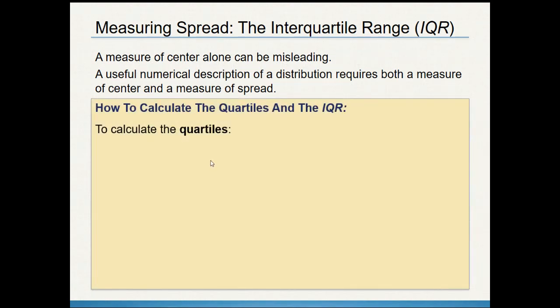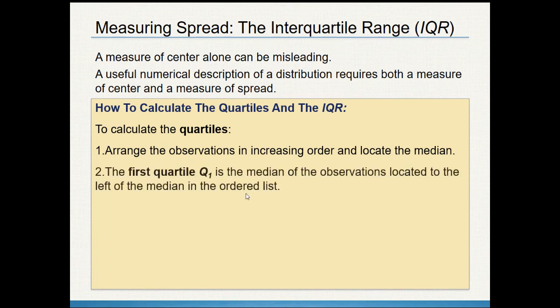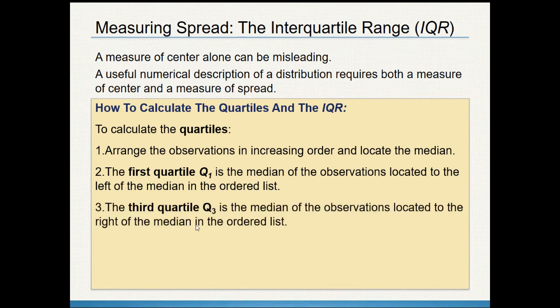So how to calculate the quartiles and the IQR? To find the quartiles, you arrange the observations in increasing order and locate the median. The first quartile is the median of the observations located to the left of the median of the entire list. The third quartile is the median of the observations located to the right of the median of the entire list. So you find the median of the whole list, then you find the median of the first half and the median of the second half, and that gives you your Q1 and Q3.